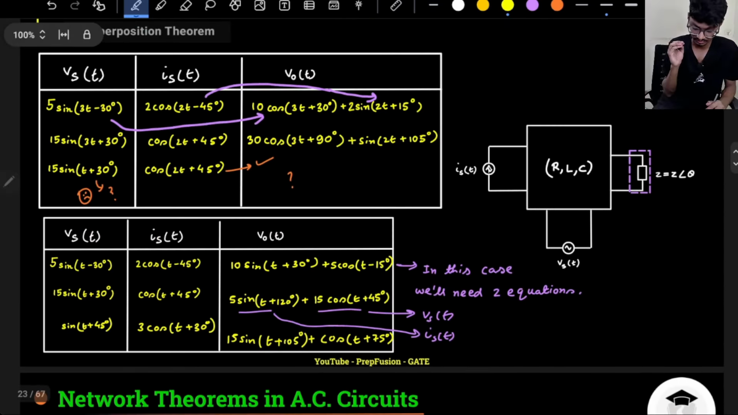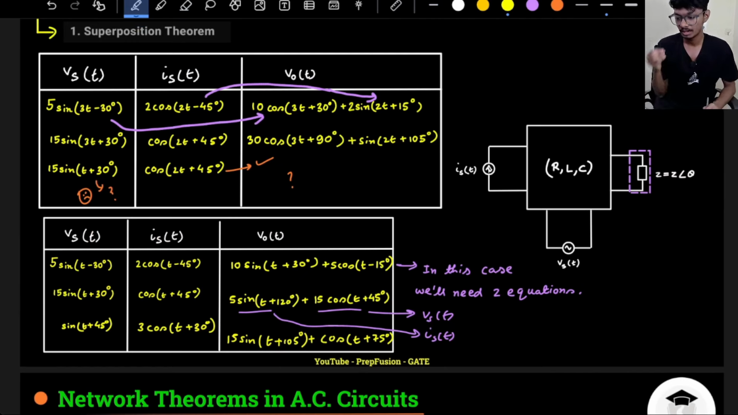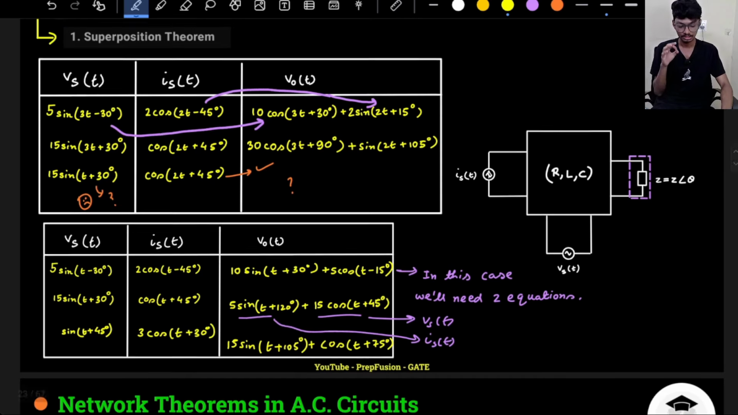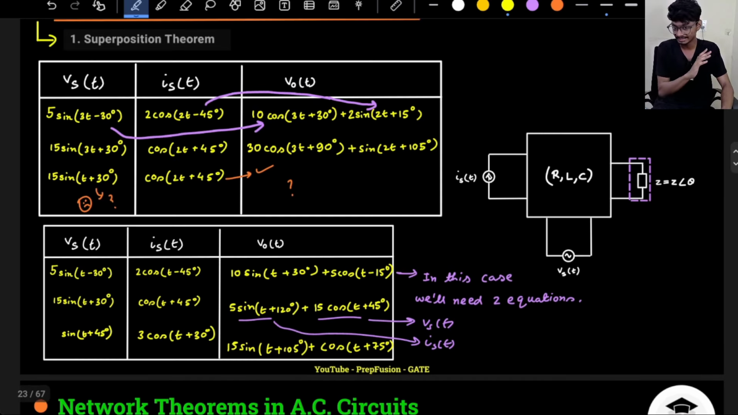Until now they have never asked a question like this in AC, but I am 100% sure that in the future they will ask a question from this particular topic, because there is no calculation involved, but trickiness is there, right? So GATE examiners do love these kinds of questions where there is a bit of trick but calculation is not there. So that is what you have to keep in mind.